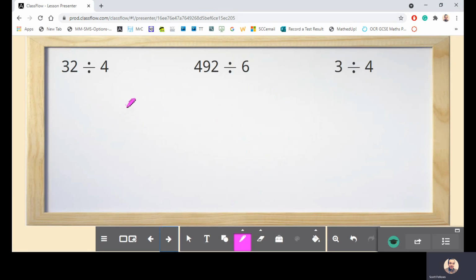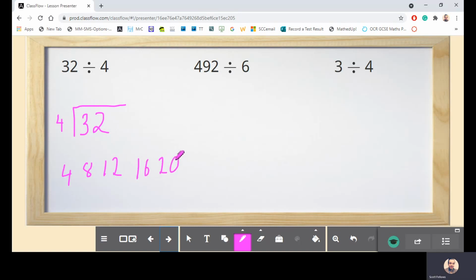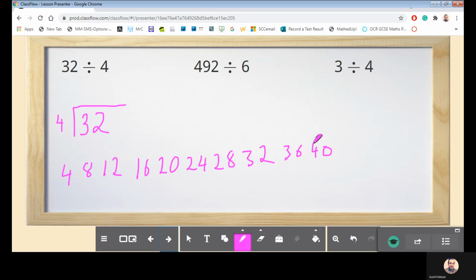So we're going to do 32 divided by 4. We're going to use our bus stop here, if we need to. So put 4 on the outside. Whatever we're dividing by goes on the outside. 32 goes on the inside. If you're struggling with this, write out your 4 times table. So 4, 8, 12, 16, 20, 24, 28, 32, 36, and 40. Okay, and then count up. 1, 2, 3, 4, 5, 6, 7, 8. So 32 divided by 4 is 8.